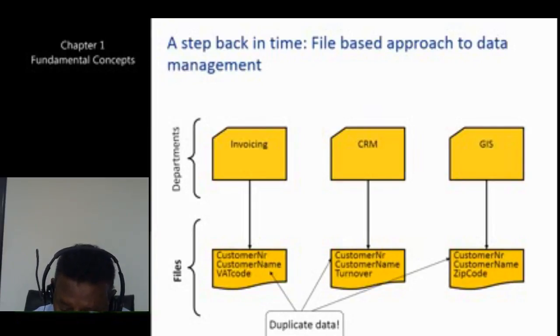Each of them needs data. Of course they do. And the data is being stored in separate files. So you can see 3 separate files here, each storing the data needed for that one particular application. Very important to note is that those files are clearly not integrated. They're separate. And if you have a closer look at some of these files, you see a lot of replication. So you see customer number being recorded here, here, here, similar to customer name. Of course, each of these files also contains specific information for the application. So here you're going to have VAT code, turnover, and zip code, for example.